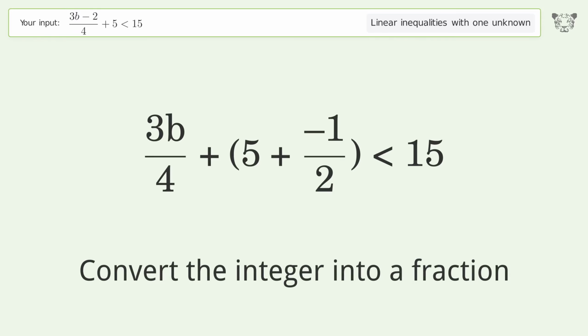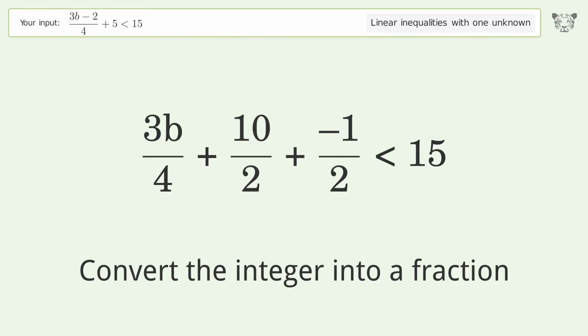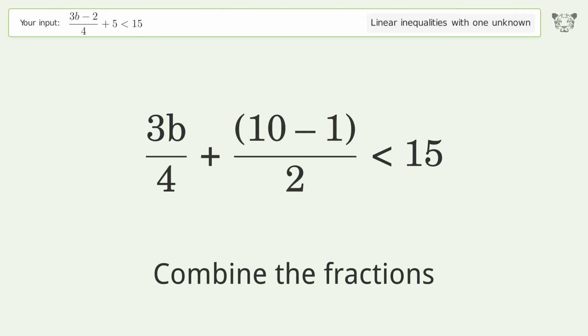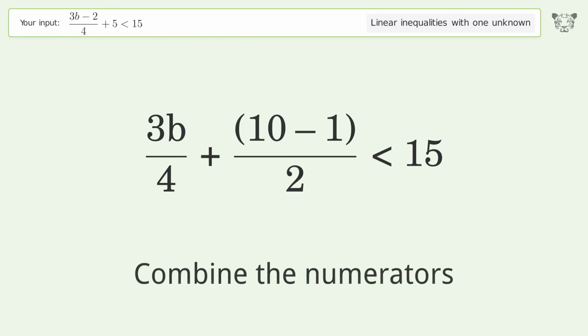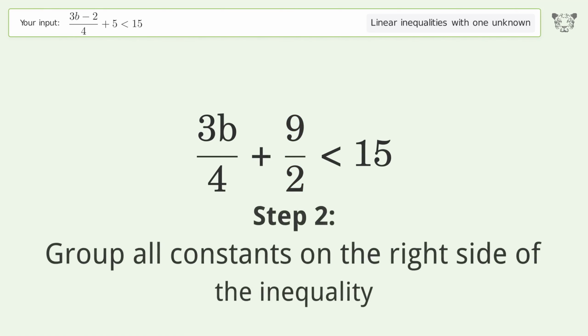Convert the integer into a fraction. Combine the fractions. Combine the numerators. Group all constants on the right side of the inequality.